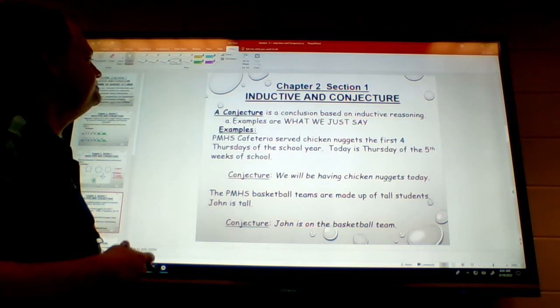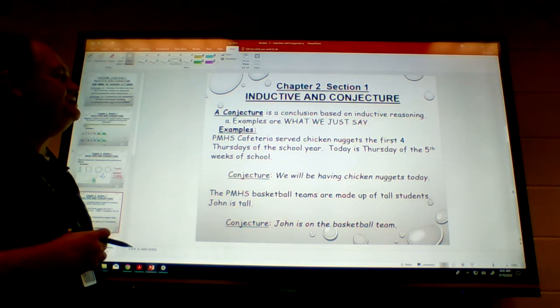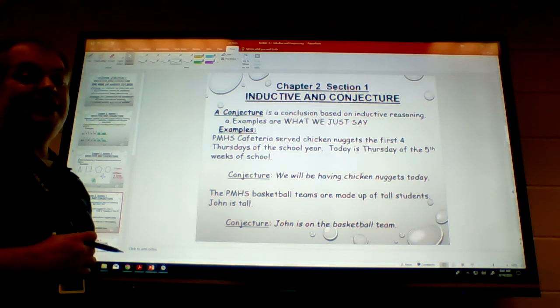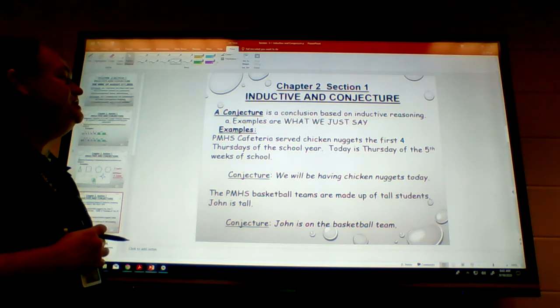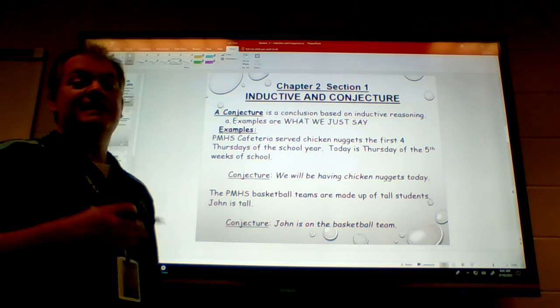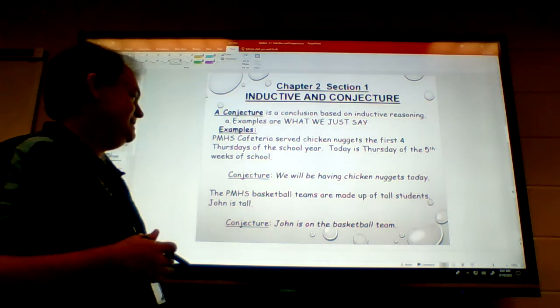So now here's an example. The Perry Morgan High School cafeteria served chicken nuggets the first 4 Thursdays of the school year. Today just happens to be the Thursday of the 5th week of school. The conjecture is we'll be having chicken nuggets today in the cafeteria. Does that mean it's going to happen? No, but that's what we're predicting.